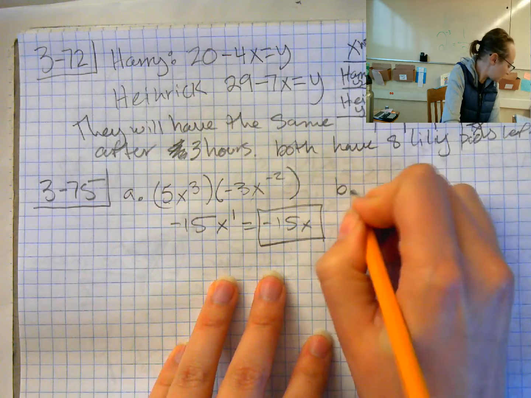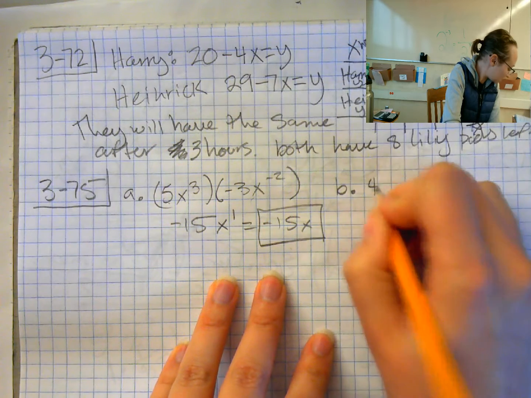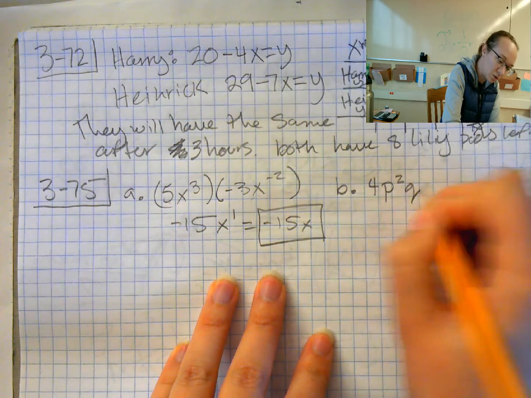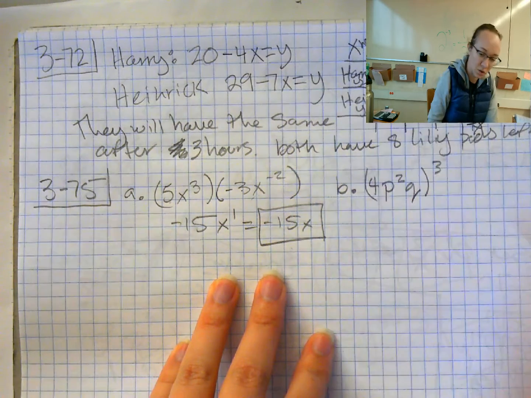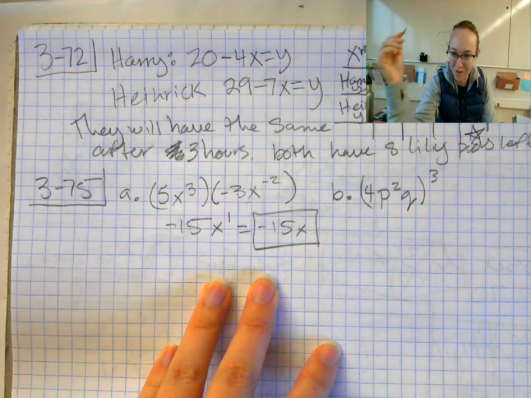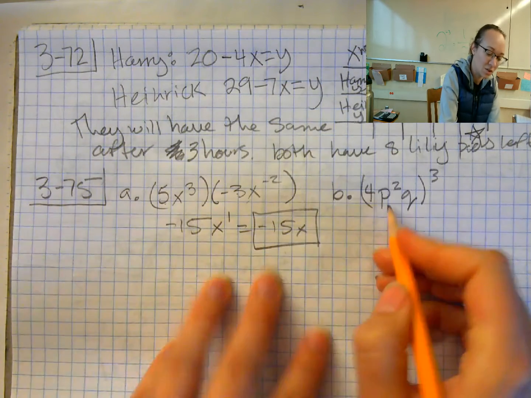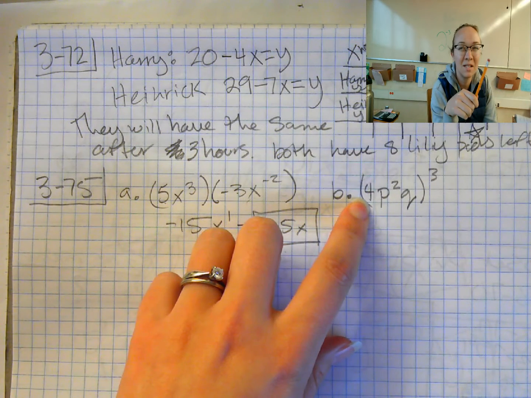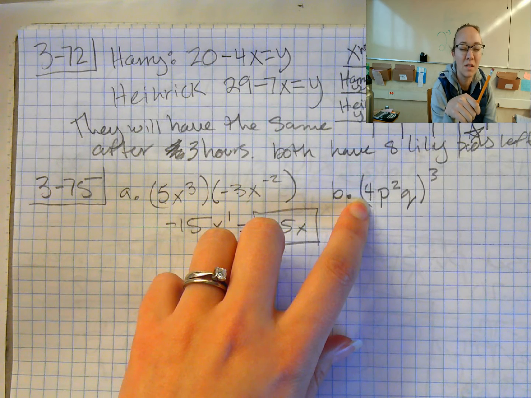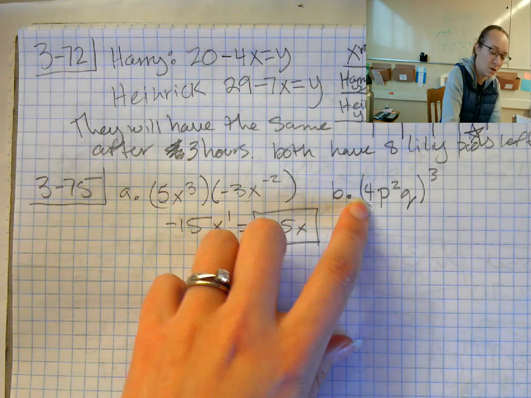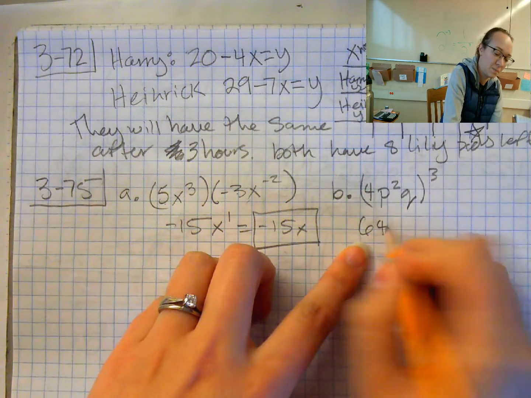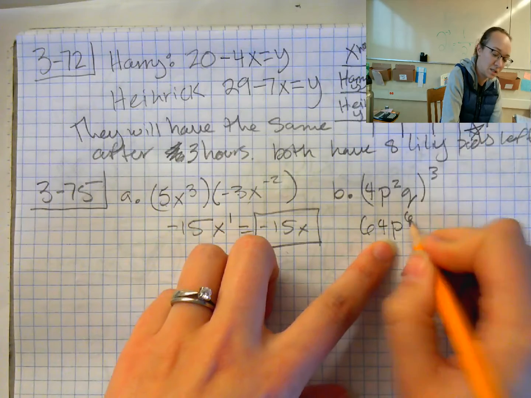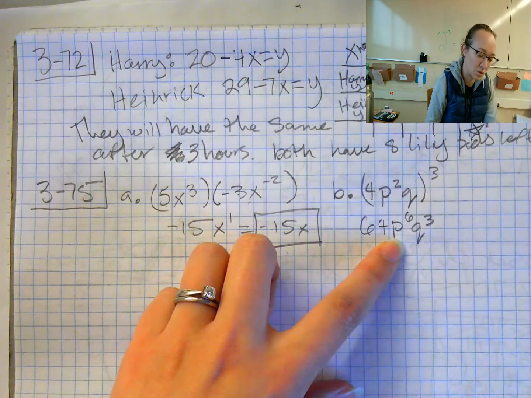On B, we have 4p squared q to the third, all cubed. So I'm going to cube everything on the inside. So 4 cubed, 4 times 4 is 16, times 4 is 64, p to the 6th, q to the 3rd.